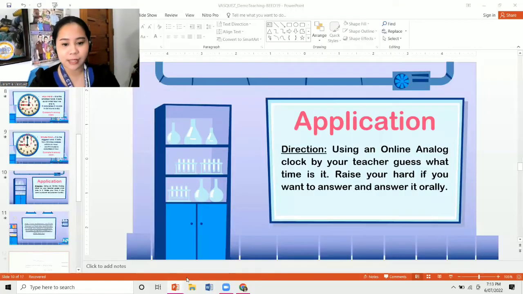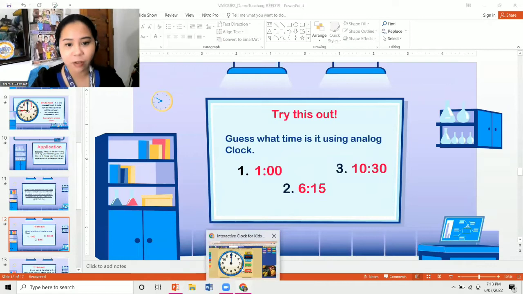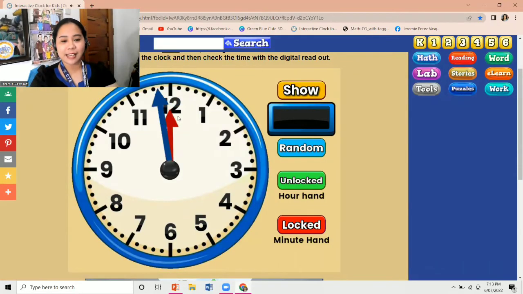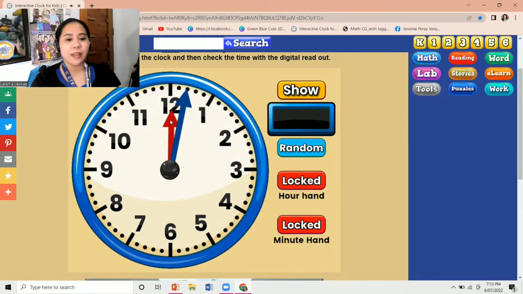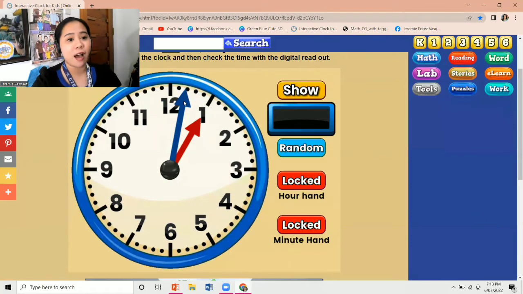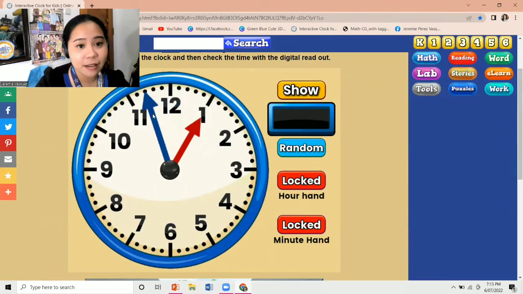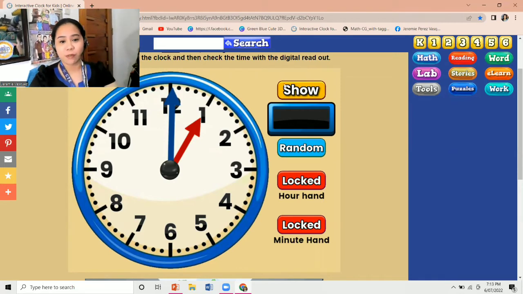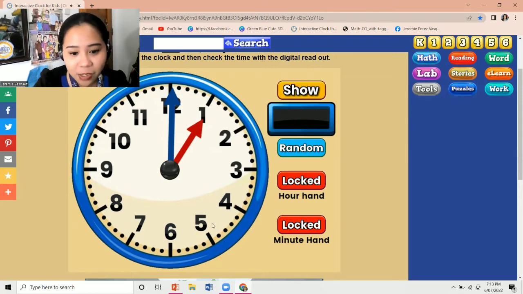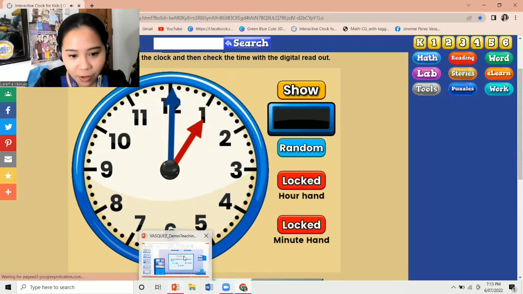Okay, let's move to our analog clock. If it's 1 o'clock, the hour hand, yes, Ian, you can guess it. The hour hand will be pointed at number 1, and the long hand or minute hand is pointed at 12. Okay, let's show if it's 1 o'clock. 1 o'clock, very good, Ian. How about the second one in our activity?